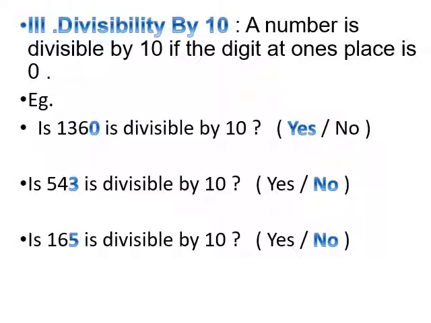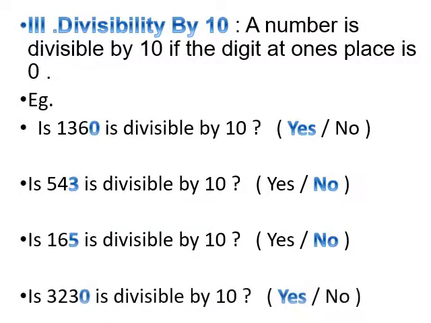165, no, it is not divisible by 10 because 10's divisibility test says the ones place must contain 0. And here 5, though it is divisible by 5, is not divisible by 10, so your answer is no. 3230, ones place digit is 0, so it is divisible by 10, so the answer is yes.